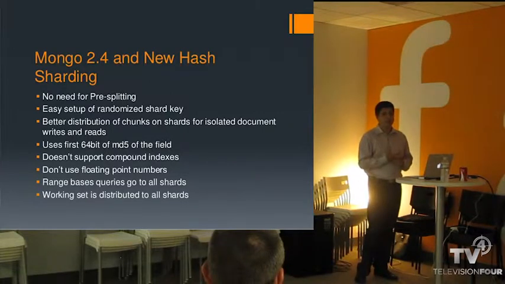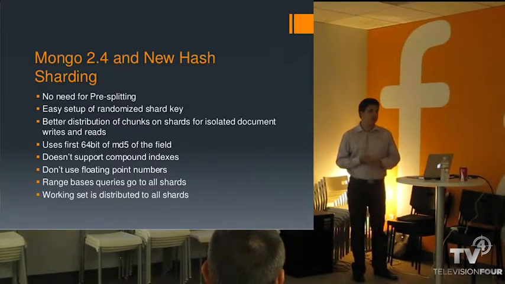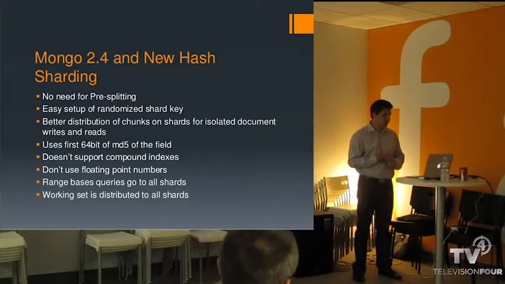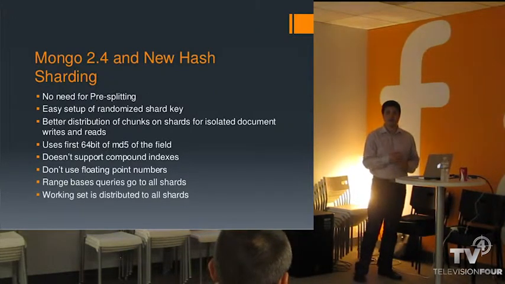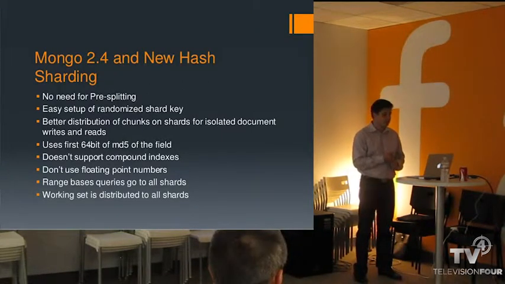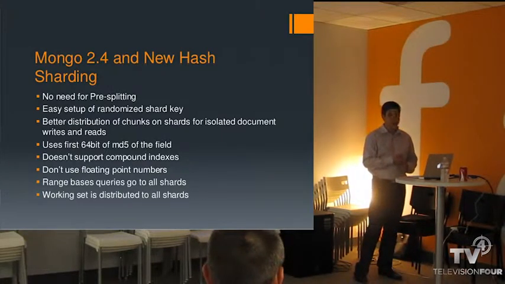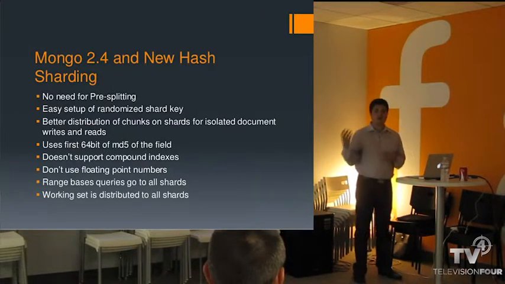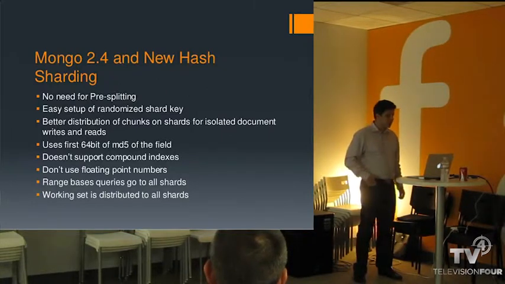It doesn't support compound indexes, so that's something you have to watch out for. And you cannot use floating point, because what happens with floating point is it rounds them off to the nearest integer, and you're not going to get even distribution. And just like with our sharding mechanism, it has the same inherent issue, which is you don't want to do range-based queries because it's just going to go to all the shards at once.